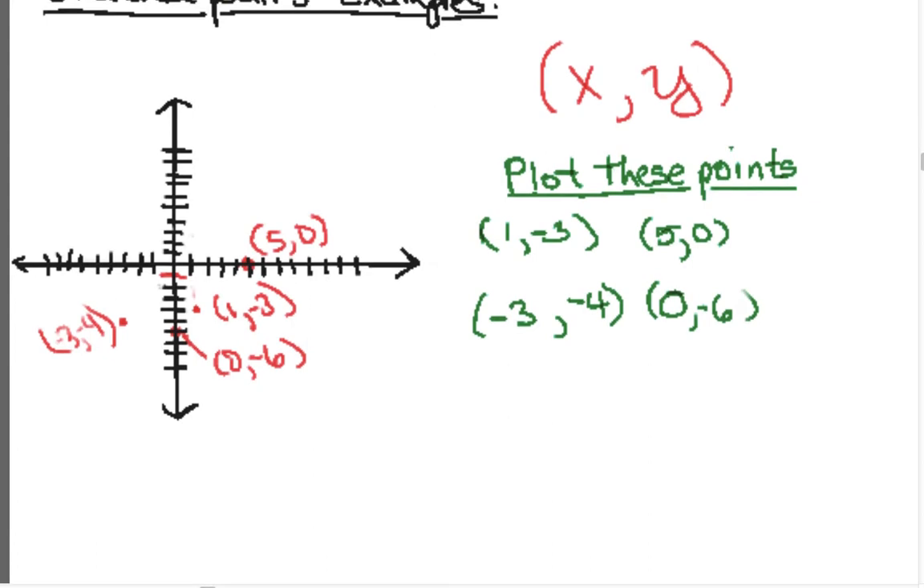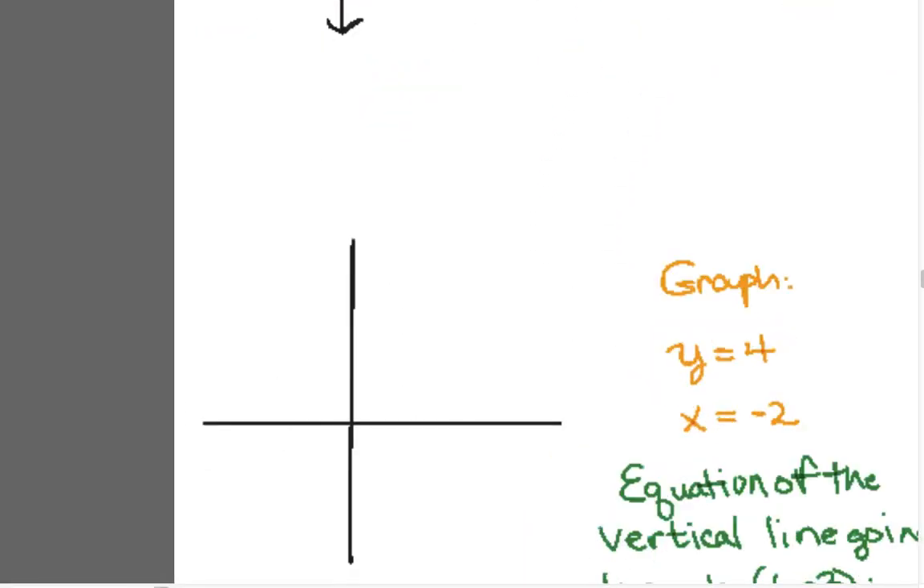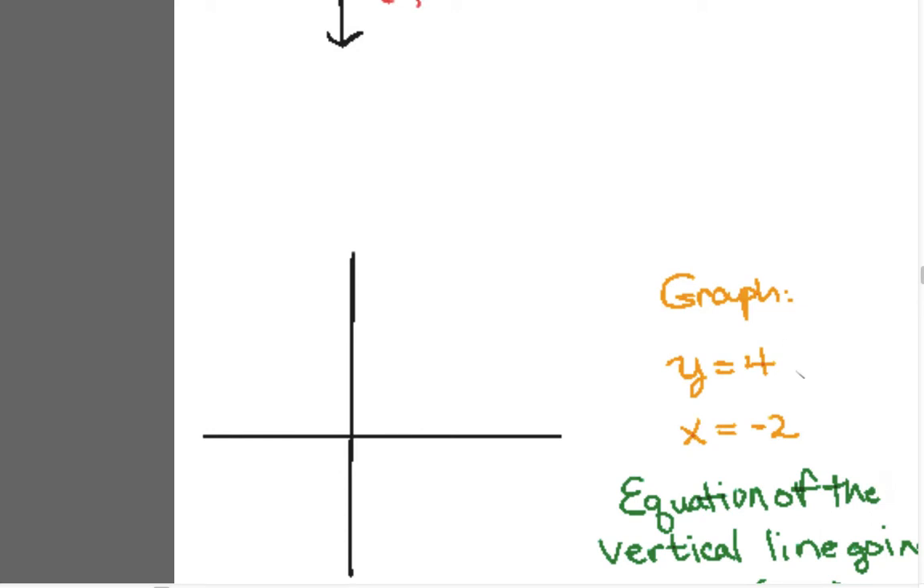Okay, now let's look at some horizontal and vertical lines. Remember, if it's y equals, this is horizontal. Y always equals 4 no matter what x equals. So that would be go up 4, 1, 2, 3, 4. Draw a straight horizontal line, or as straight as you can make it. And it's infinite in either direction, and you label it. Y equals 4.